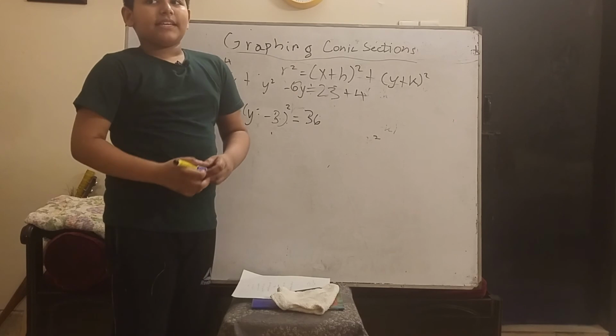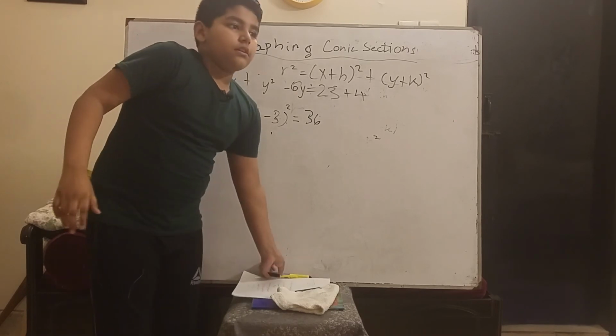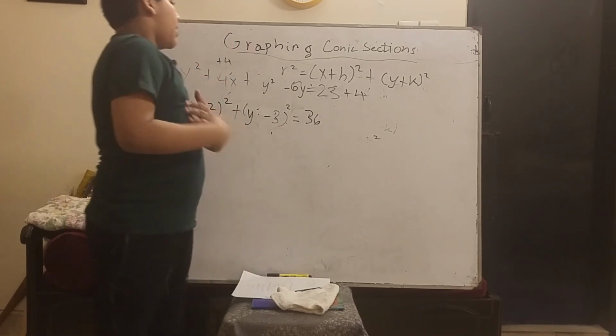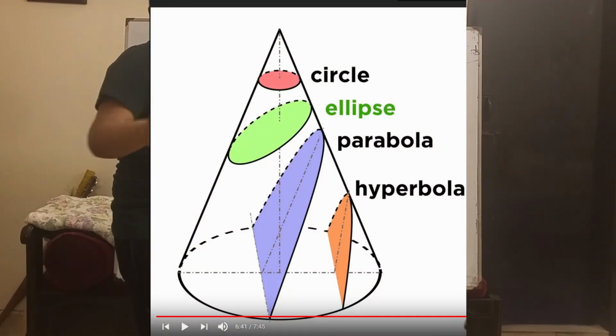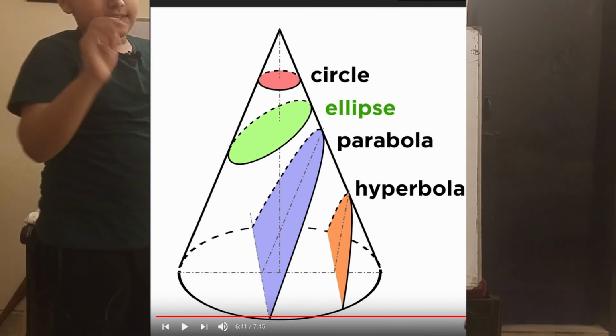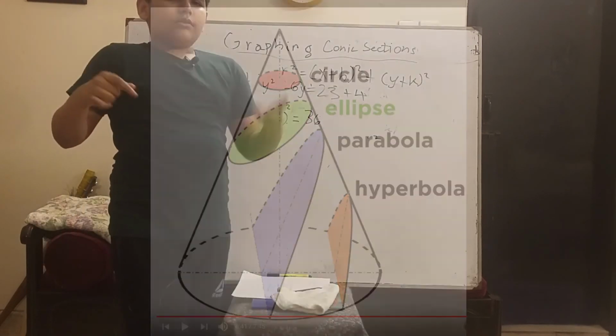So with that being said, we understand how to graph circles. Now let's look at another trickier variation of this, and that is the ellipse. So that's all there is to it.